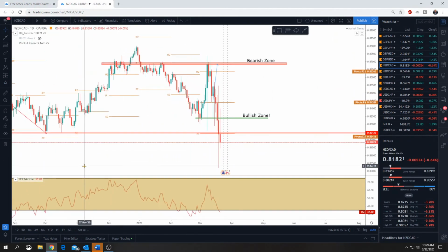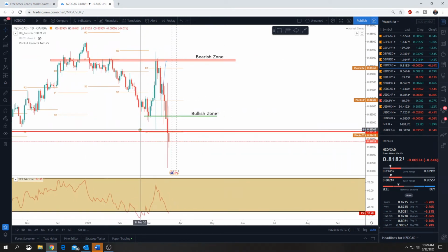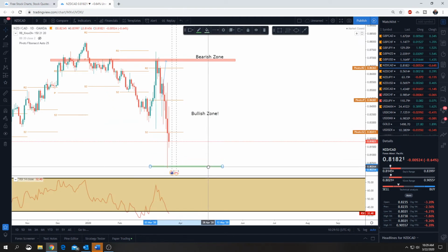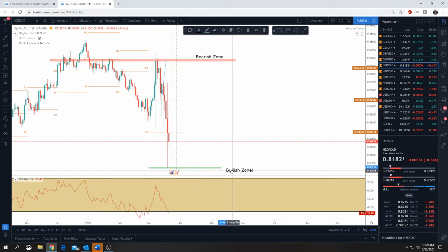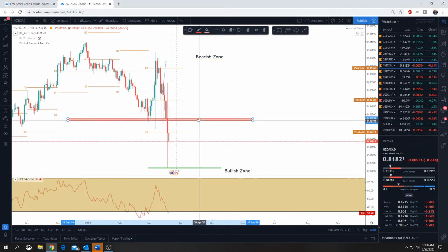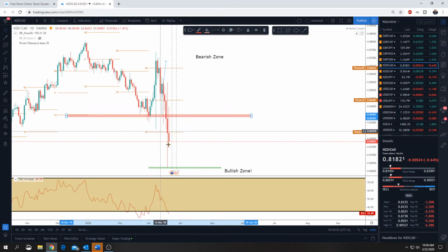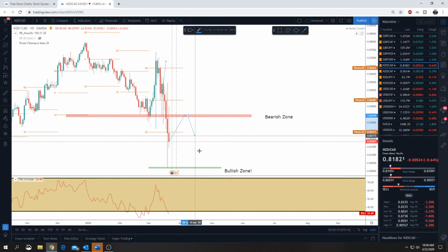NZDCAD. Well, I don't think I'd be bullish to that candle wick. I'd be bearish again right here. We've already gotten the retest. But if we get price pulled back up here, that will be where I sell from.